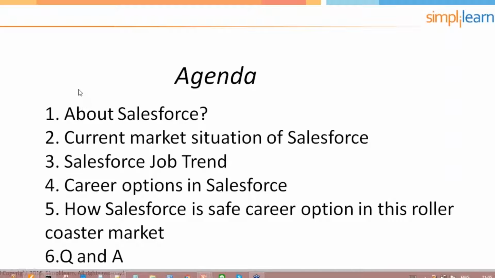You might know all these ups and downs in the market, something regularly coming up as a concept, for example, let's say recession, or some kind of tragedy, or some kind of political issue, or some global issue. Ultimately, regularly we can see that there is insecurity about jobs. But how the Salesforce career option can give you a very safe career path, that also we are going to discuss here.